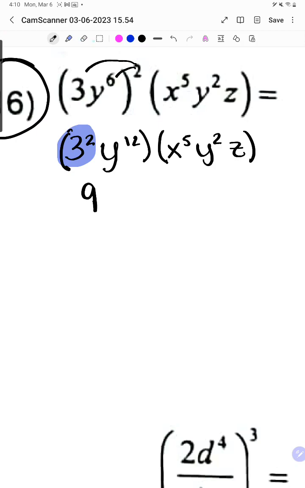And then we'll have to combine our like terms. So we'll have y to the 12th and y squared, and then x to the 5th and z have nothing in common. When we multiply 2 things with like bases, we add their exponents. So this will be y to the 14th, x to the 5th, z.